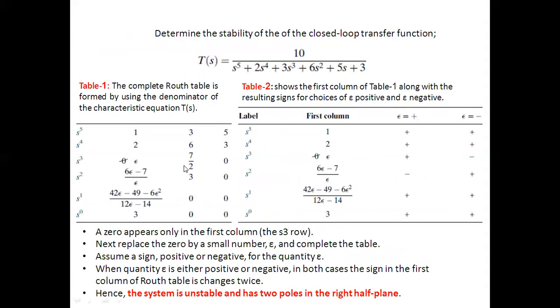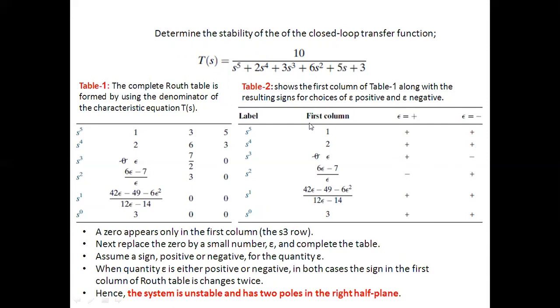So here this is the characteristic equation that we have seen, and from the characteristic equation we have the epsilon case. This is already known to us, and we can easily form the Routh array. Now, for epsilon positive, the first column will be positive, positive, positive, negative, positive, positive. For epsilon negative, it is positive, positive, negative, positive, positive, positive. So it is clear that for either sign of epsilon there are always two sign changes.